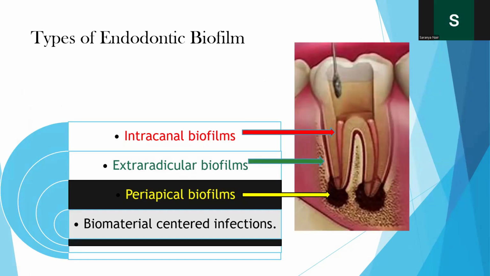There are different types of endodontic biofilms. They are the intracanal biofilms, that is, the biofilm present within the pulp chamber; the extraradicular biofilm, that is, the biofilm present on the outer surface of the root; the periapical biofilm; and the biomaterial centered infections. The periapical biofilms are the biofilm present in the periapical region, and the biomaterial centered ones are those biofilms surrounding the external material that is used within the tooth surface for restoration.